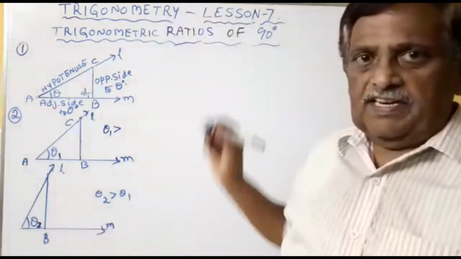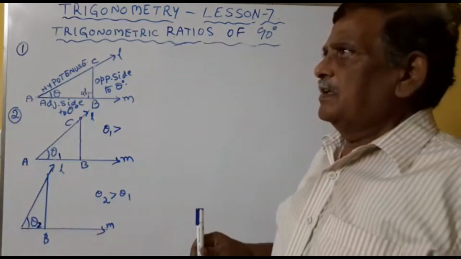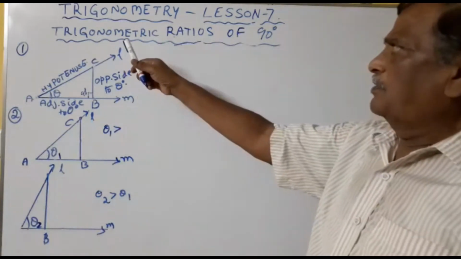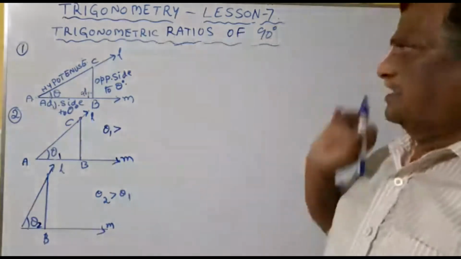Trigonometry lesson 7. In this lesson, I am going to derive the trigonometric ratios of 90 degrees angles.